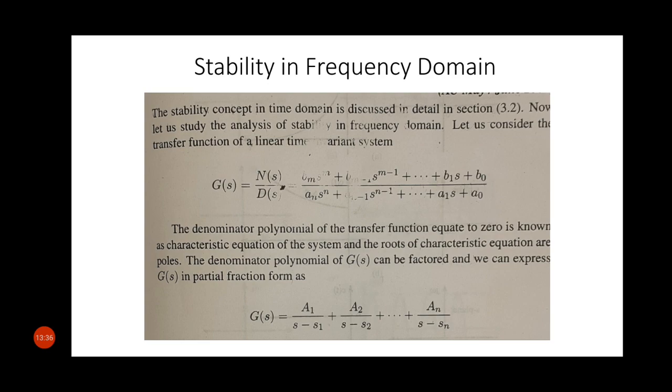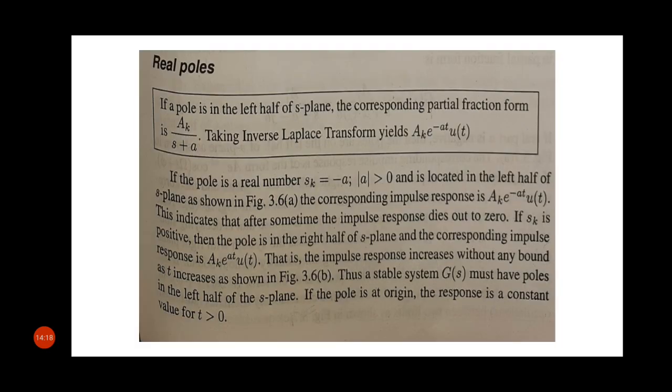The poles of the transfer function G(s) can be either real, imaginary or complex. The poles may lie in the left half of the s-plane, the right half of the s-plane, or on the j omega axis also. Depending upon the location of poles on the s-plane, the system has different types of impulse responses. They are real poles, complex poles, and repeated poles. So, what are real poles?